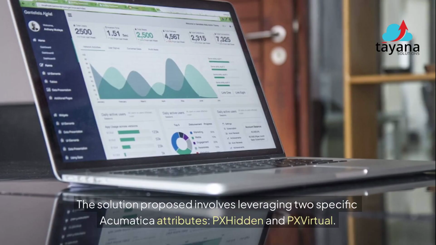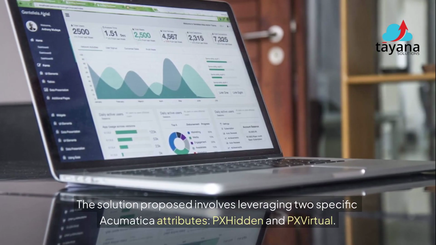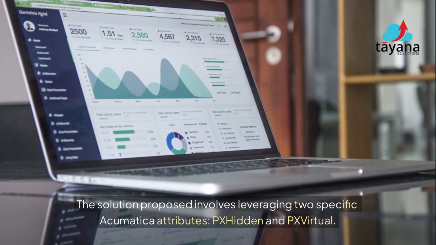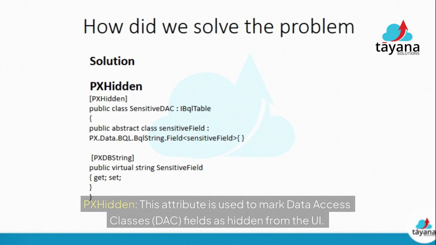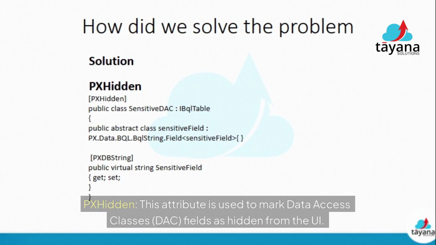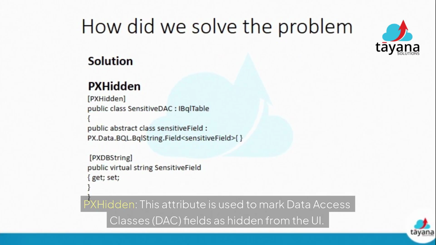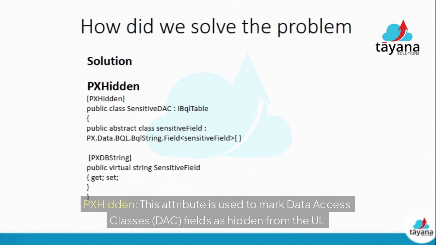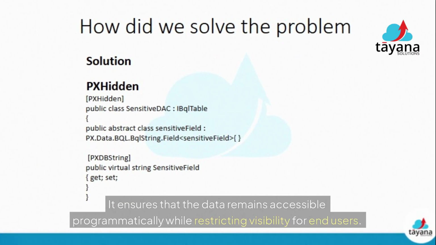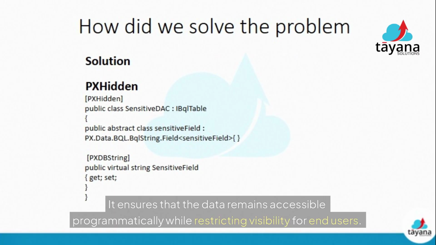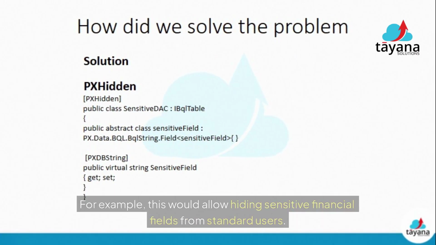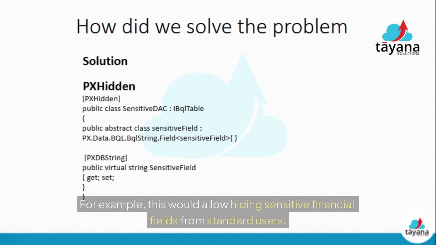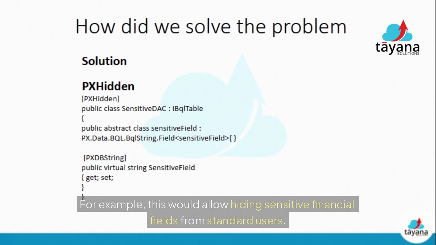Solution. The solution proposed involves leveraging two specific Acumatica attributes, PX Hidden and PX Virtual. PX Hidden. This attribute is used to mark data access classes, DAC, fields as hidden from the UI. It ensures that the data remains accessible programmatically while restricting visibility for end users. For example, this would allow hiding sensitive financial fields from standard users.